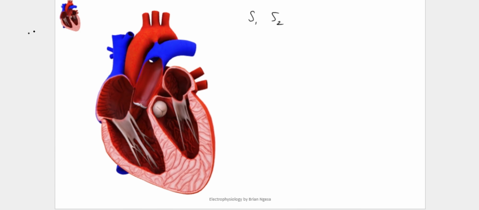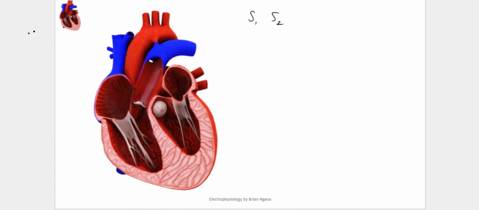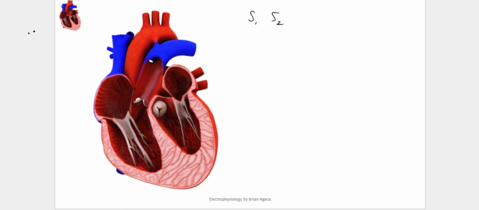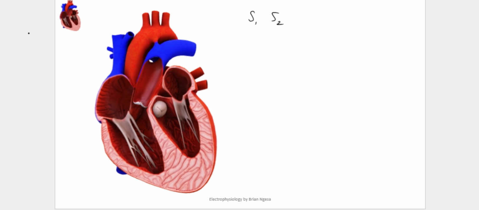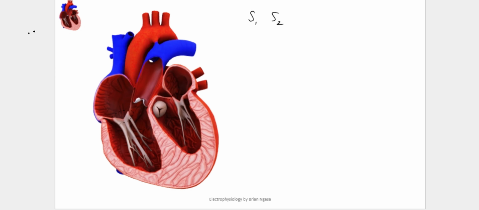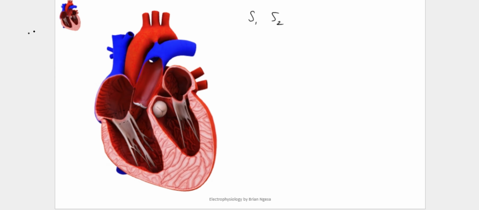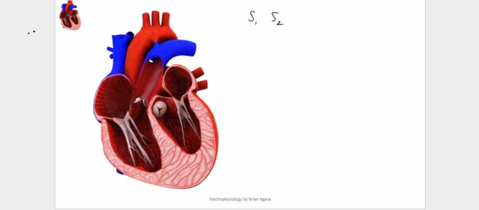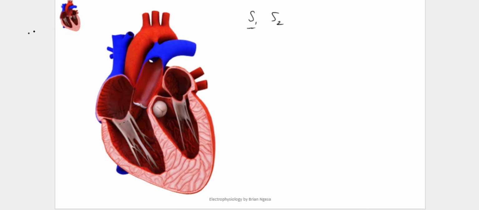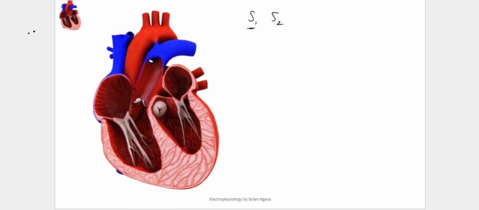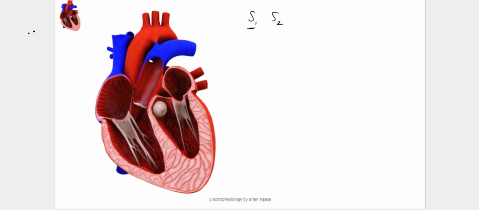The S1 will be a representation of the ventricular contraction. As you can see in our image over here, when the ventricles contract, the atrioventricular valves normally close. So as the ventricles contract, these valves close, and this is responsible for the sound that we are likely to hear as the S1 sound. So the closing of the atrioventricular valves will be representing the ventricular systole.